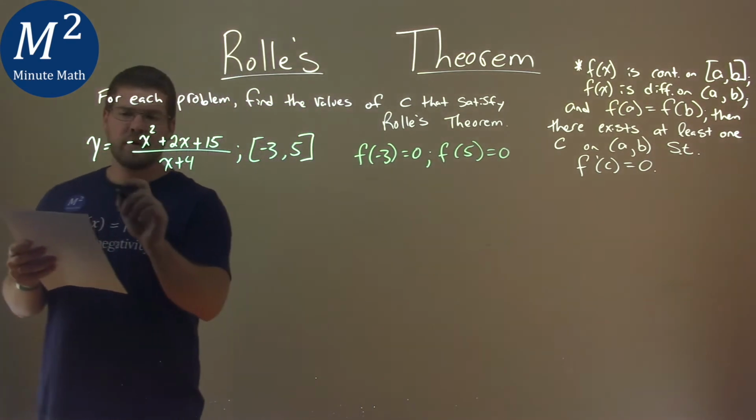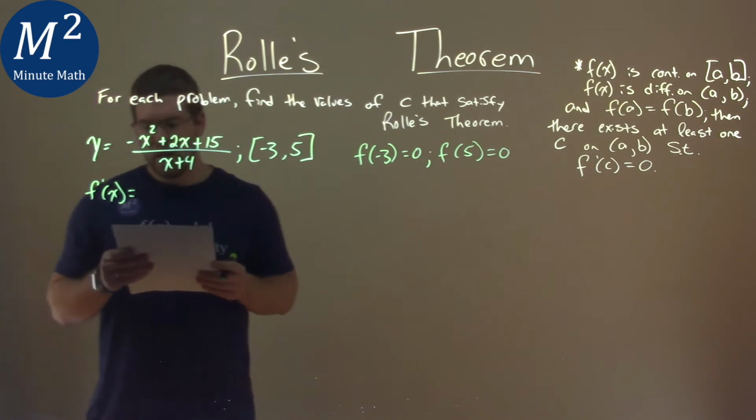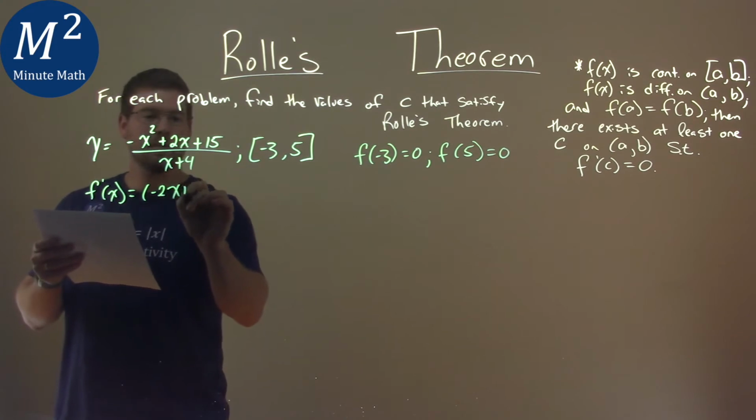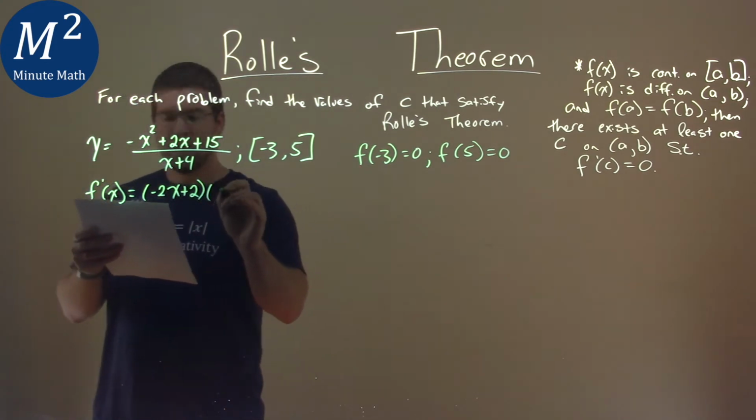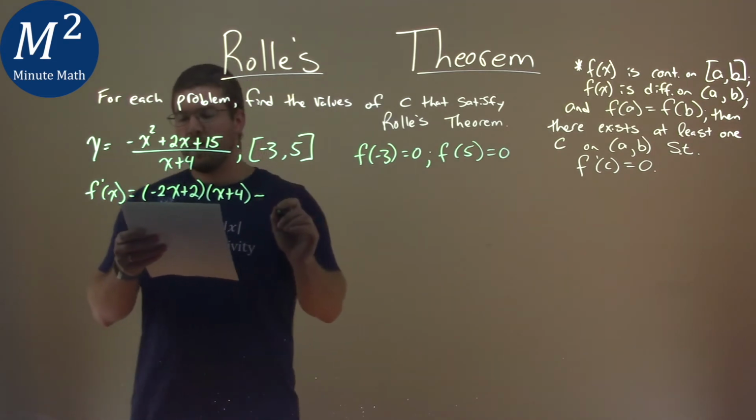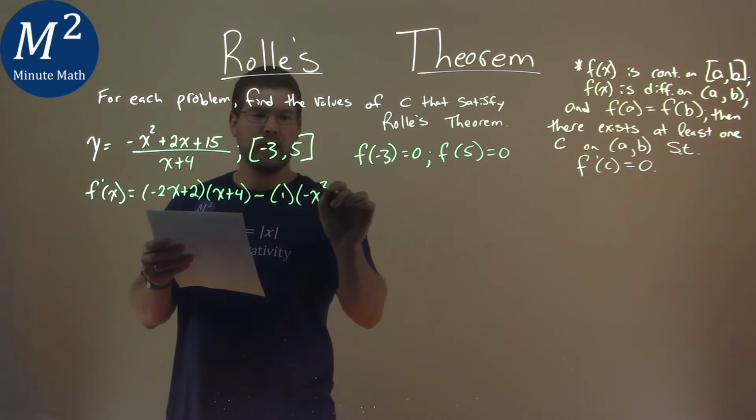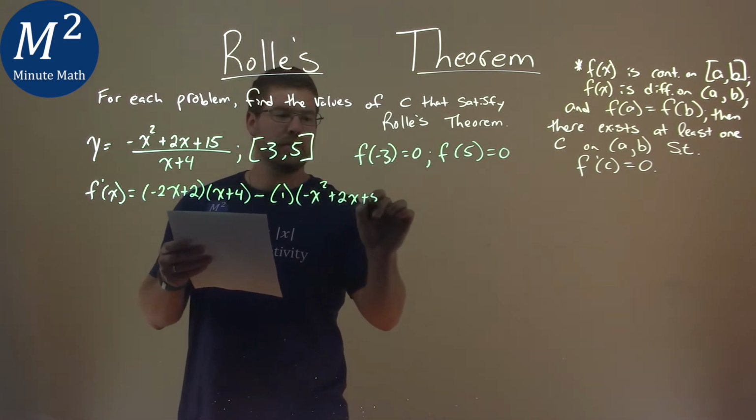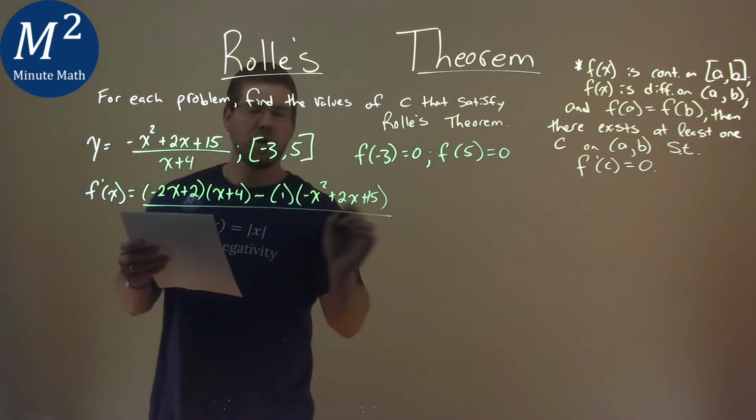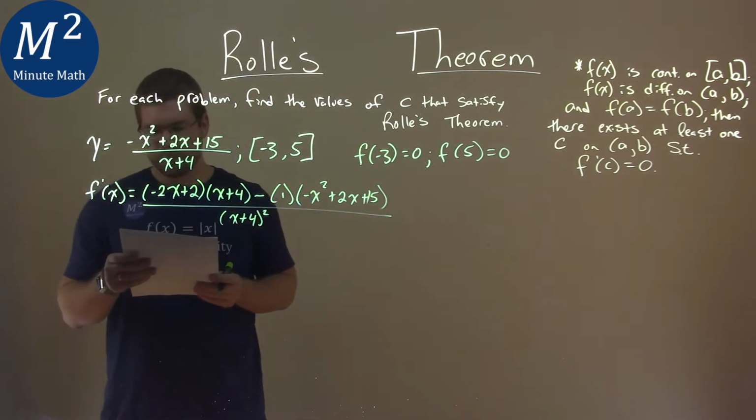So we first need to find our derivative. f prime of x is equal to the derivative of the numerator, so that's negative 2x plus 2, times the denominator, x plus 4, minus the derivative of the denominator, which is just 1, times the numerator, negative x squared plus 2x plus 15. All of that is all over x plus 4 squared.